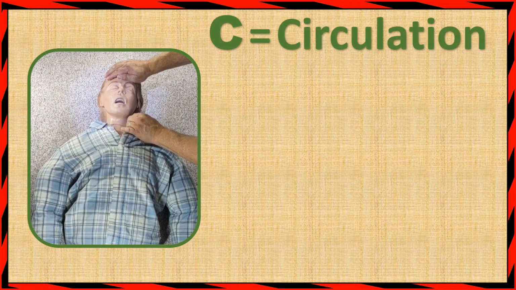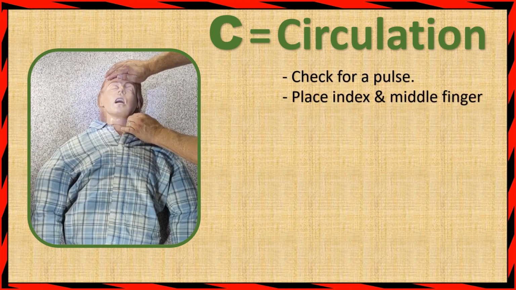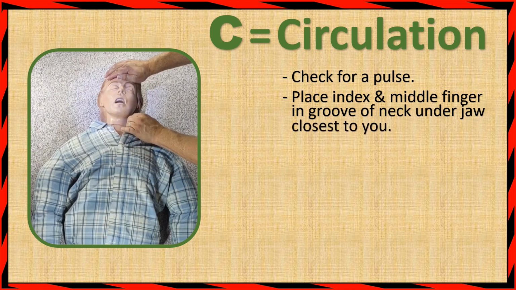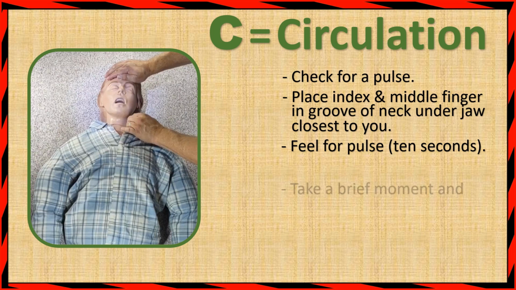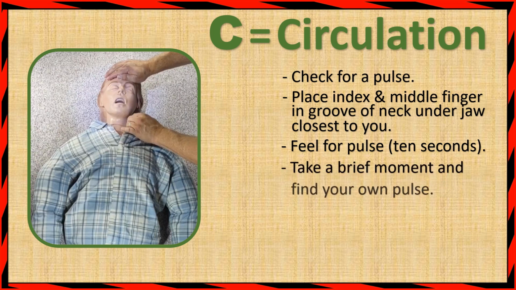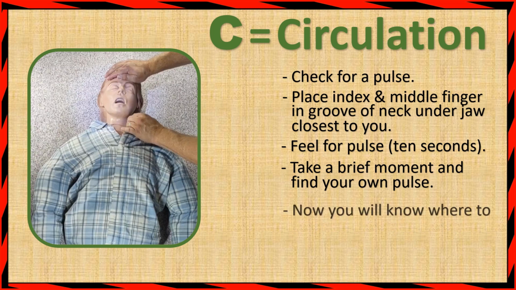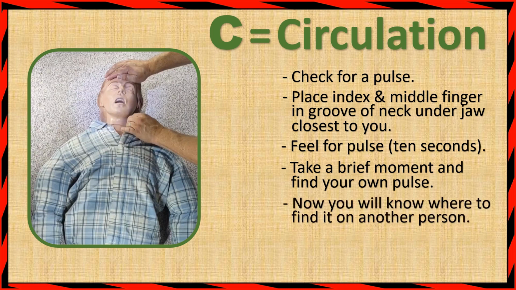C for circulation. Check for a pulse. Place index and middle finger in the groove of the neck under the jaw closest to you. Feel for a pulse for 10 seconds. Take a brief moment and find your own pulse. Now you will know where to find it on another person.